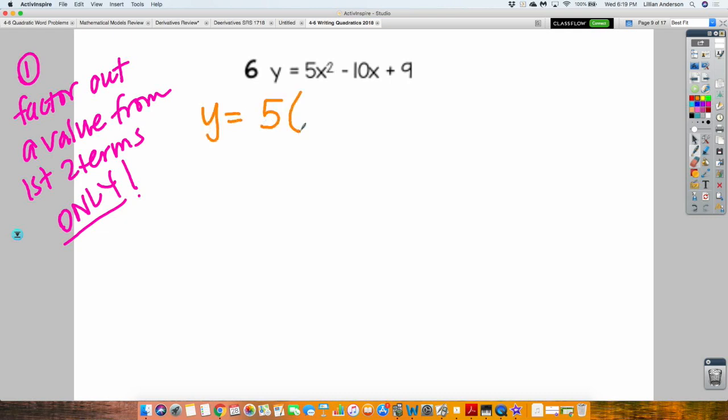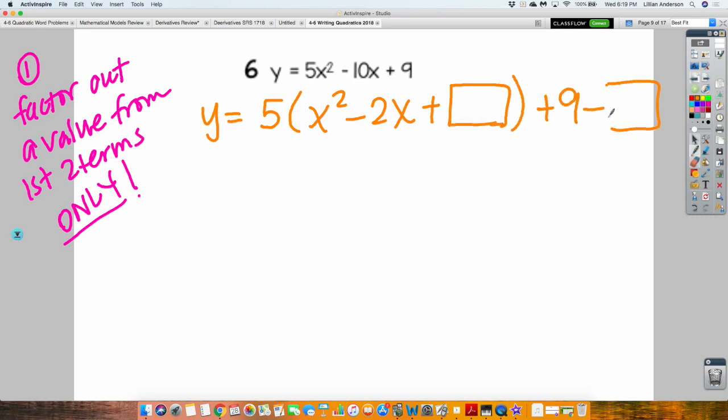So my a is 5, so I'm going to factor that out. When I factor, it's just like dividing. 5x squared divided by 5 is just x squared. And -10x divided by 5 is a -2x. Remember, you got to take it out of the first 2 terms as well. Then you'll have your plus your number here, and then minus your number here. So that's still the same.